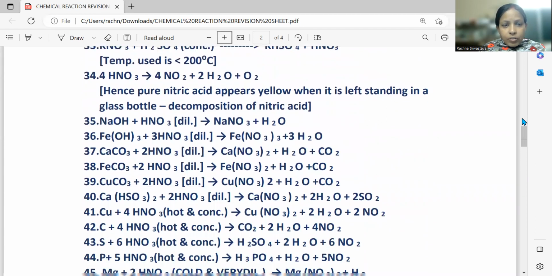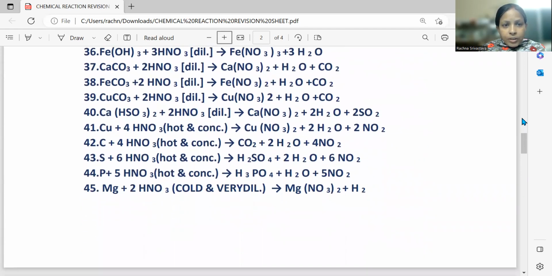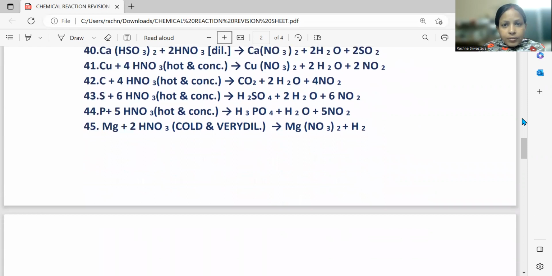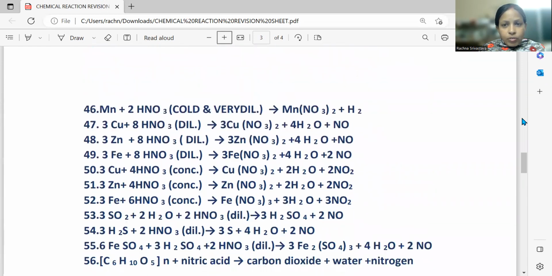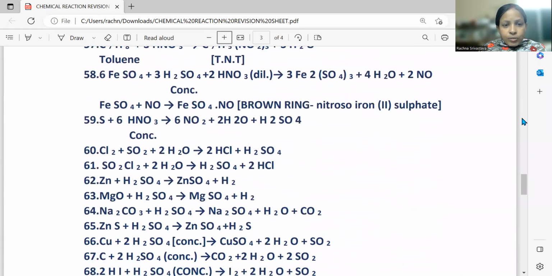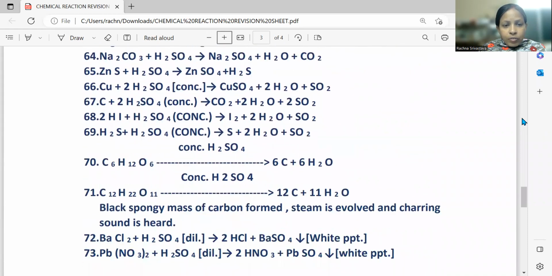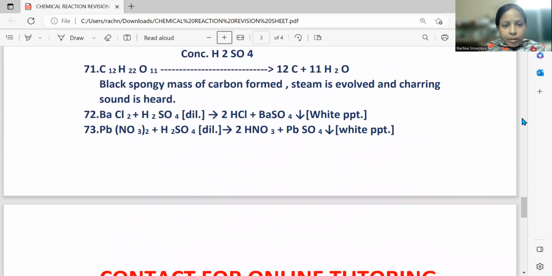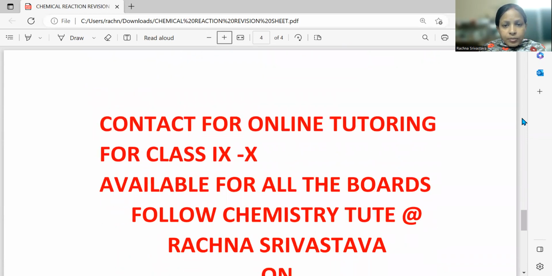So just be careful, children. These reactions, if you will revise, it will be, of course, fruitful for you all. And I'm sure this revision worksheet will be helpful in preparing for your board exams.